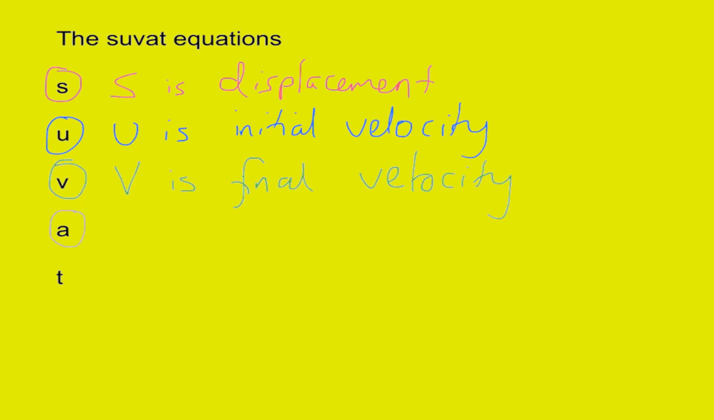Next we'll talk about acceleration. So A is the acceleration. Purple colour there. And lastly, we'll choose a sort of yellowish colour for T. T is just time. Okay, so S, U, V, A and T are the 5 quantities that are going to be involved in these Suvat equations, which will allow you, given certain data, to calculate missing values.